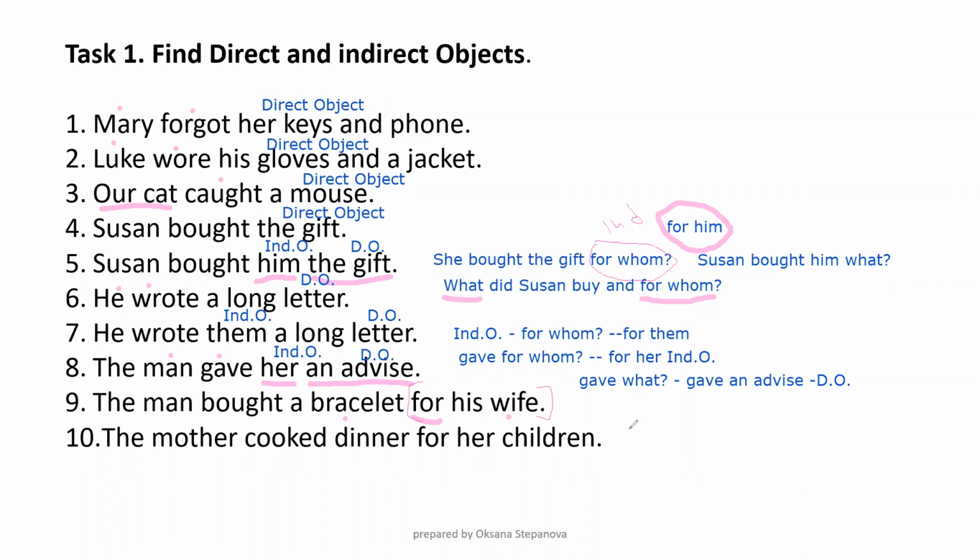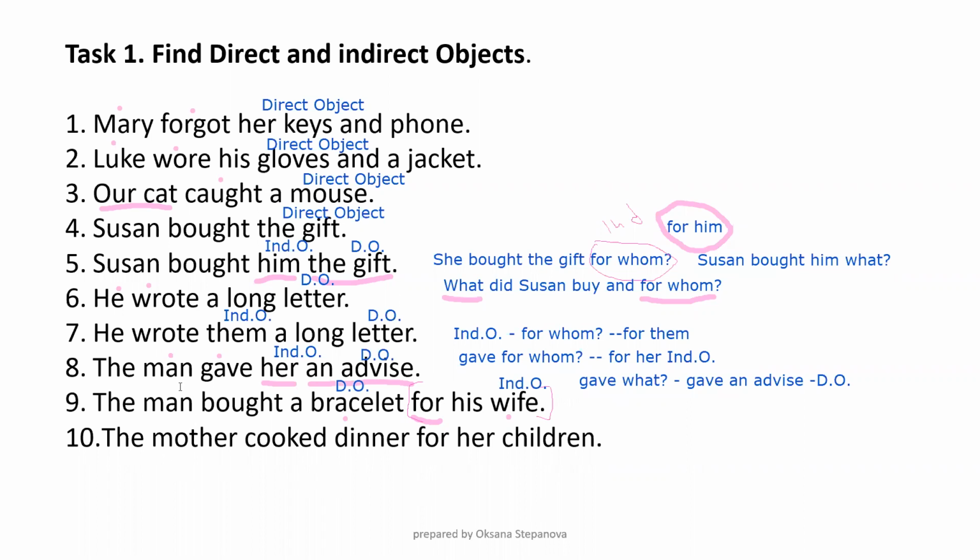The man bought a bracelet. He bought what? A bracelet is a direct object. For his wife. For whom? Indirect object. Okay, it's the indirect object. For whom? For his wife.